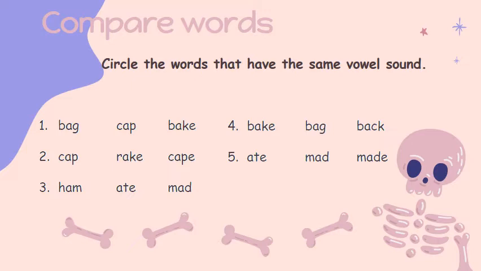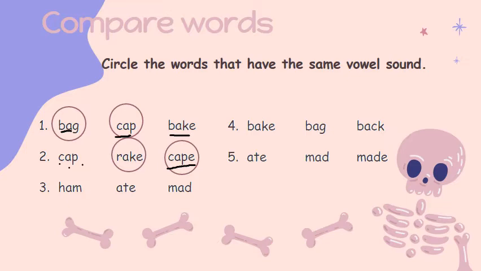Let's read the words. Number one, we have the words bag, cap, and bake. The words bag and cap have the short A sound, right? B-ag, k-ap, while the word bake has the long A sound. So we have to circle bag and cap. Number two, cap, rake, and cape. Yes, we have to circle rake and cape, because they have the long A sound.